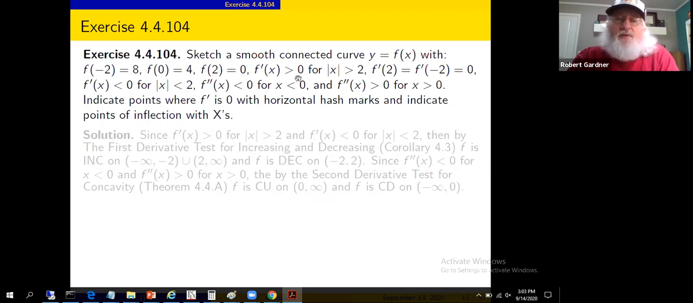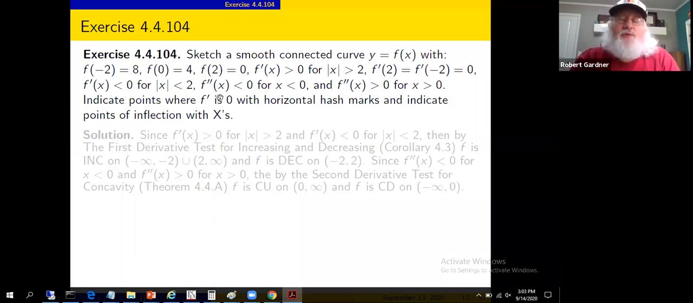Derivative is greater than 0. This is positive derivative. This is an increasing function. So the function itself will be increasing for the absolute value of x greater than 2. We'll have to translate that into some x values. For the absolute value of x less than 2, derivative is negative. That means the function's decreasing. So that batch of information is increasing, decreasing information.